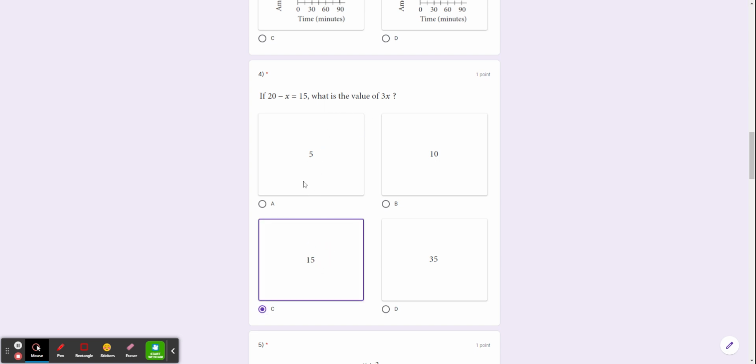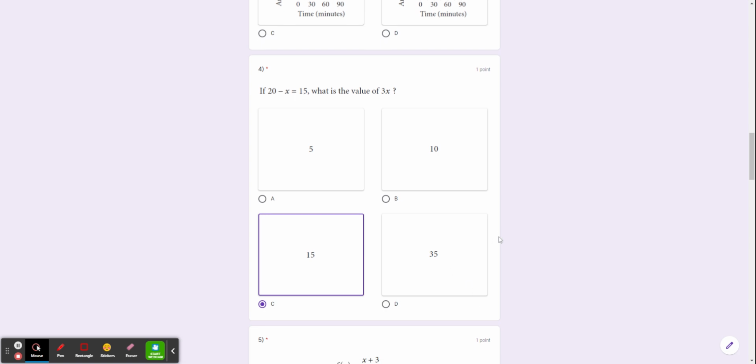So we have to be careful because a lot of times the distractors, the ones that aren't right, will be some variation on, or we'll try to find a very common error. 35 would be if I move this across and treat that as a negative 15, that becomes negative x equals negative 35. Or if I just add across and don't pay attention to what I'm doing, I'll get 35.